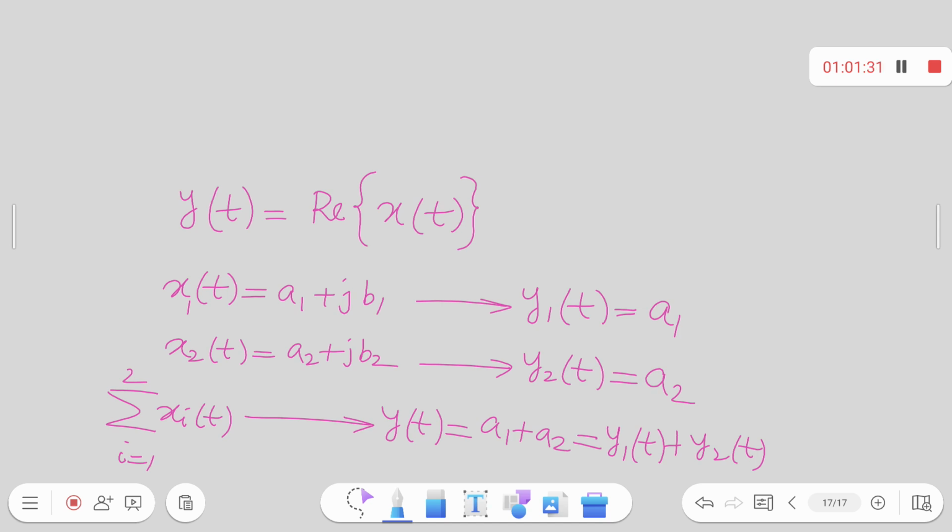What is the big deal? So you might think that okay, this is also homogeneous. This is additive, huh? Additive.